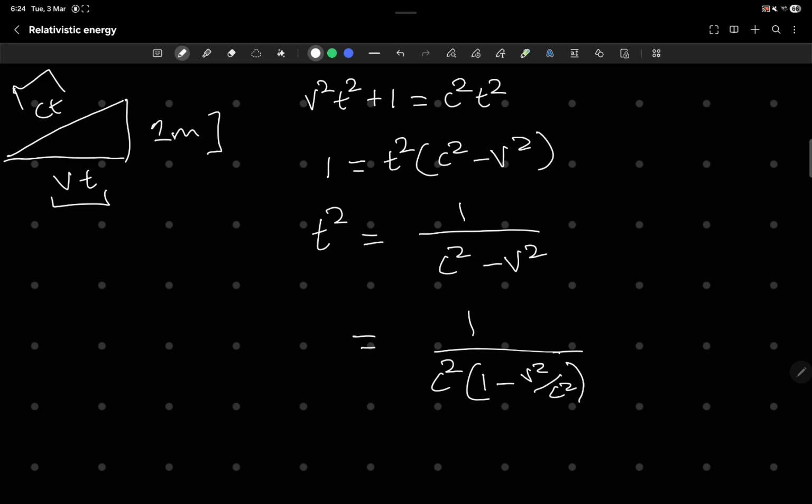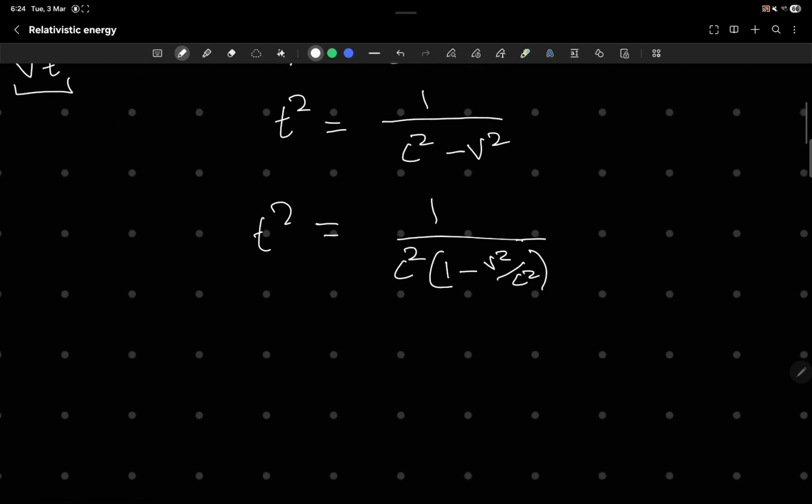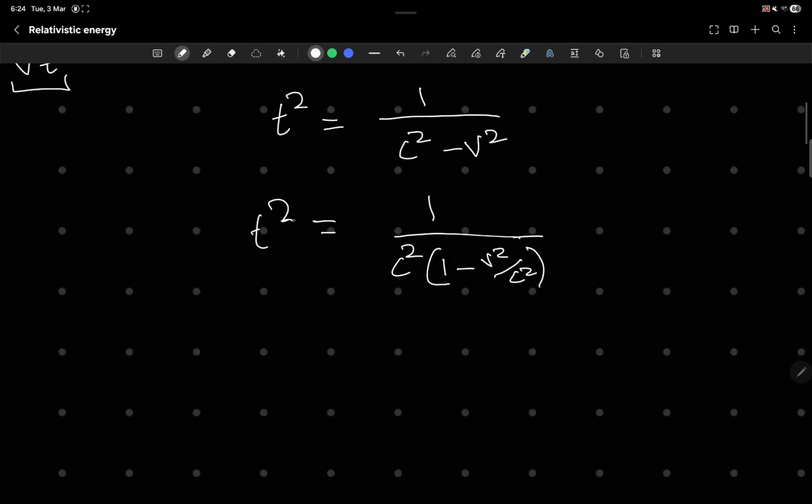They're exactly the same, but it's because when we take the square root, we can eliminate that c squared and turn it into a c.